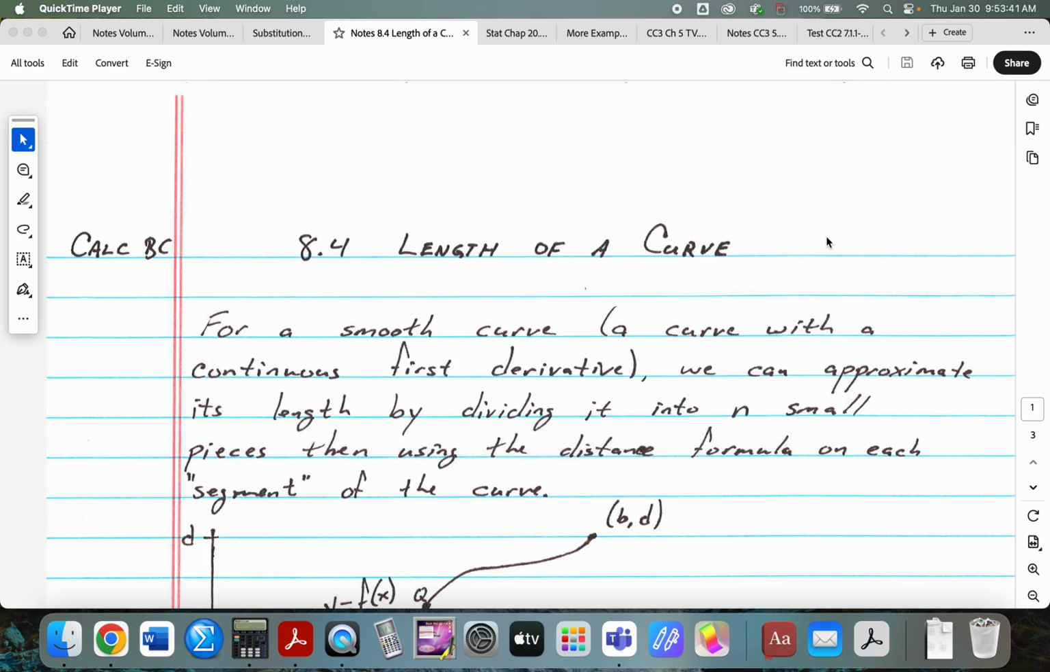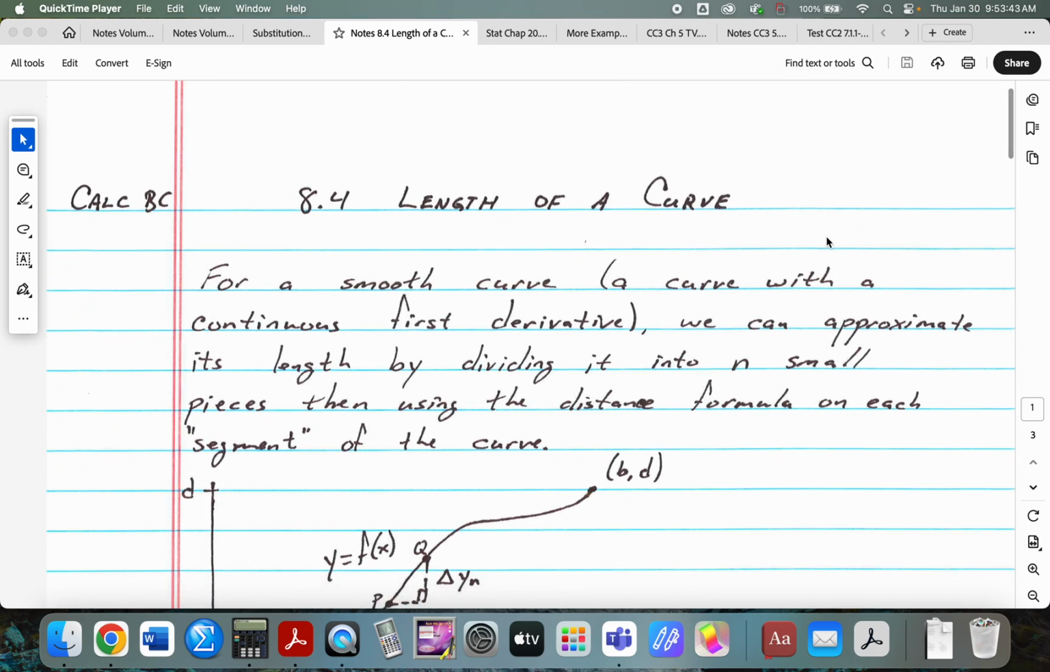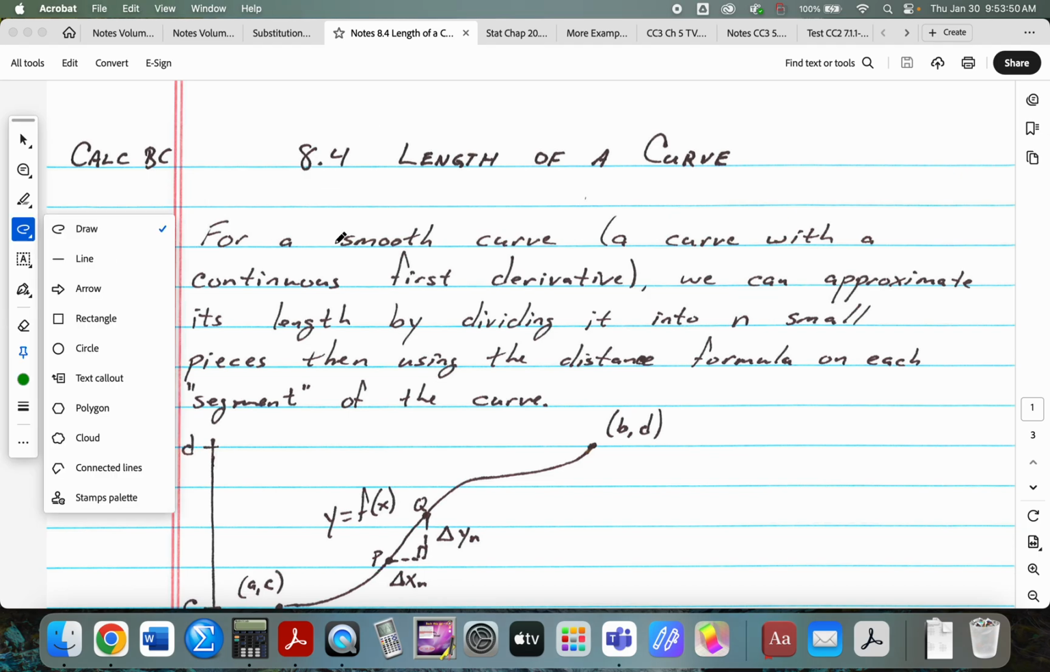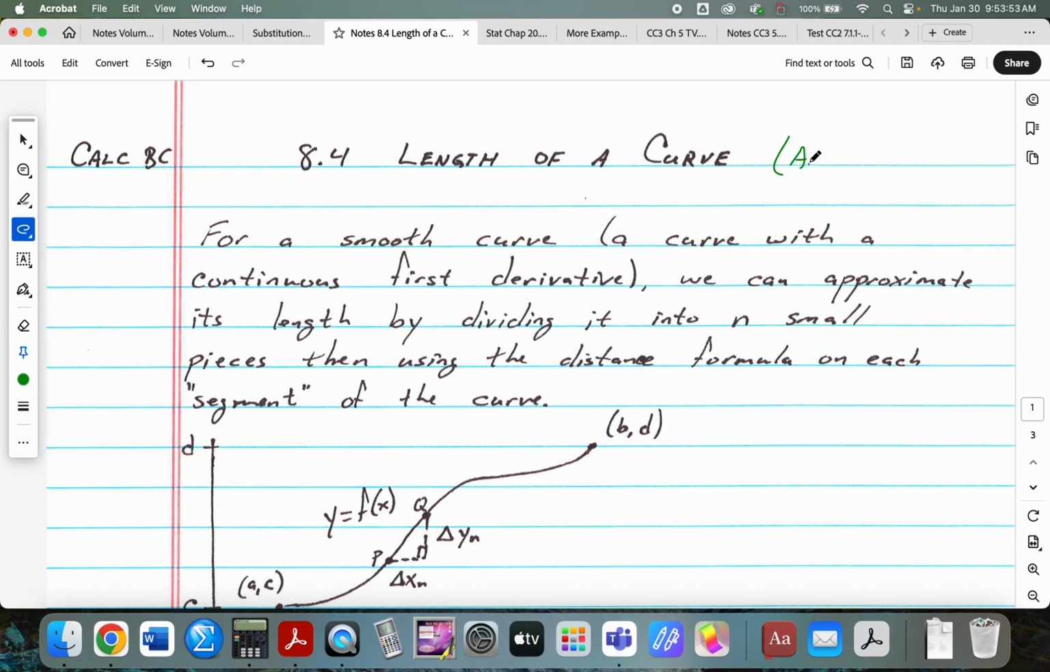Today we're going to look at the last section in this unit, on the length of a curve. Some books call this simply arc length. You may or may not recall that we found the lengths of arcs of circles back in geometry. This really doesn't have that much to do with it, other than it's the length of a curve as opposed to the length of something that is straight.